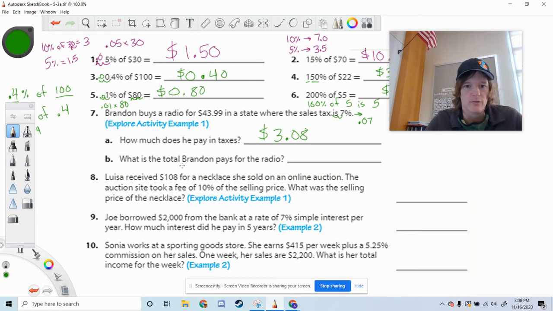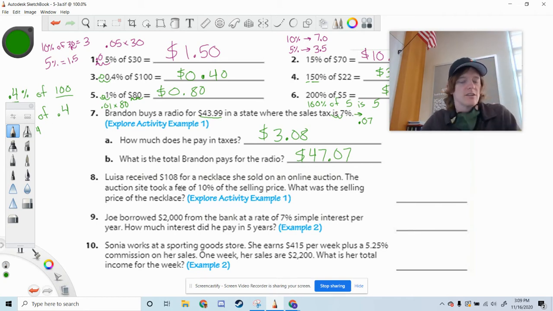Part B, what is the total he pays for the radio? Well, he's going to pay for the original price plus taxes. So we have $43.99 plus 3.08, and we get a total of $47.07. So anytime you go to the store, you're going to have to pay for taxes. So at this price, he's paying this much money with that tax added on.